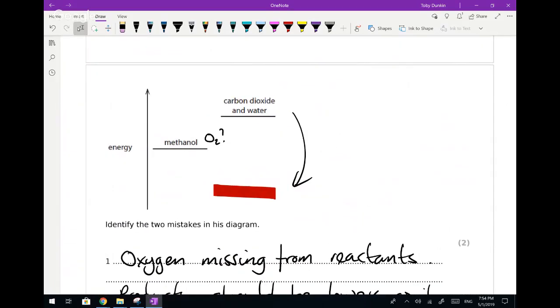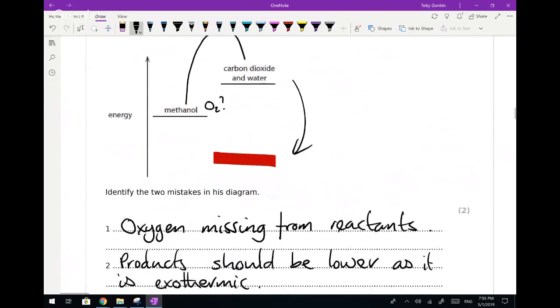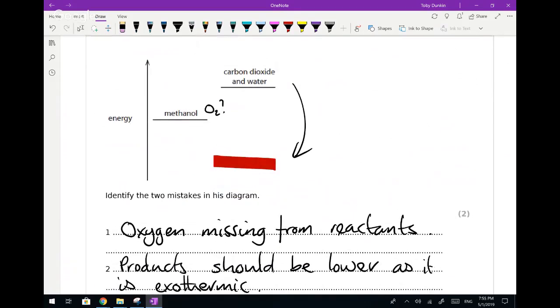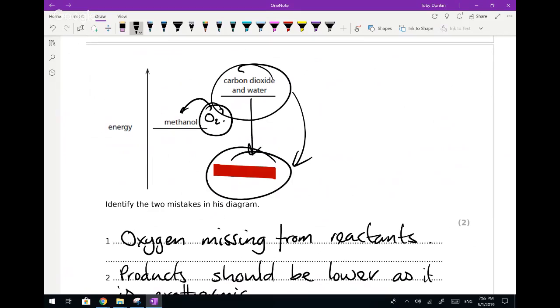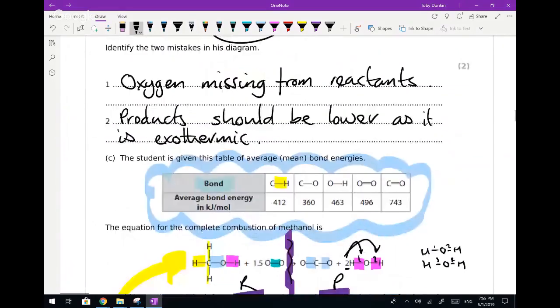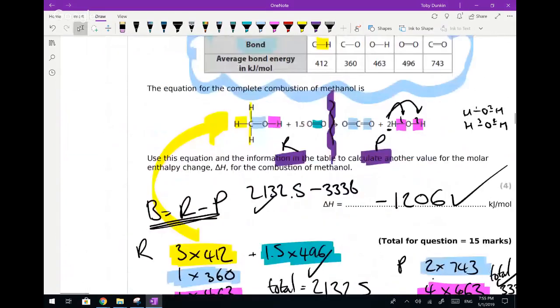Now, I'm just going to warn you here, folks. They don't, at Excel, seem to do something really odd. They don't seem to like putting on the line. So just ignore the line for these. It says, identify two mistakes. Oxygen isn't on the reactant shelf, and it should be. And this is exothermic. That should be down here. So two clear mistakes. Next, we've already run that one, which is great.